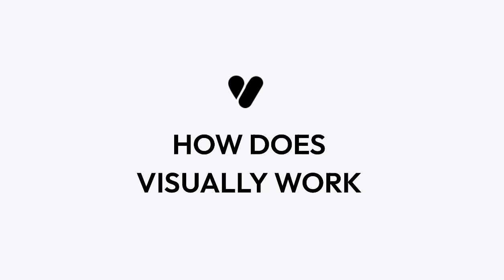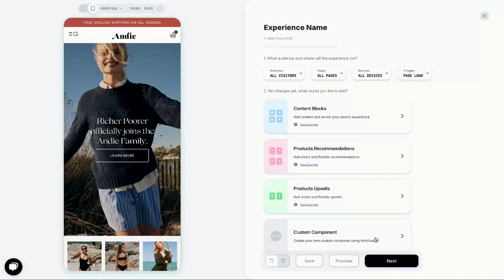Let's dive in. So, how does Visually work? Once you install Visually, everything simply works. Visually scans your entire store and analyzes how it is built. Then it loads your store onto this visual editor. Now anything you have in your store becomes editable. This is Andy Swim mobile homepage.